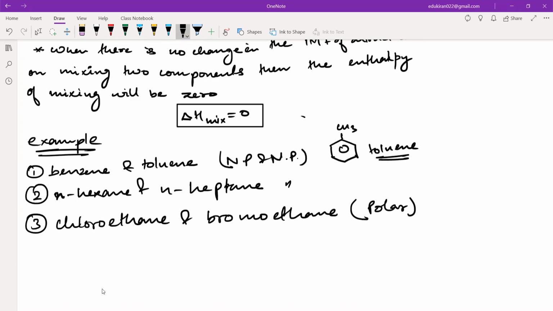This is N-hexane. This is N-heptane. Sir, the N means that all the carbons are normal, in a straight line, right? Yeah, straight line, correct. Normal. Yes. Chloroethane and bromoethane, both of these will be polar.